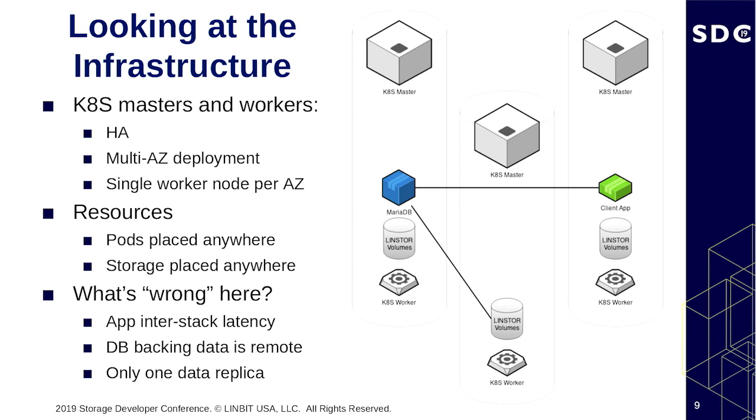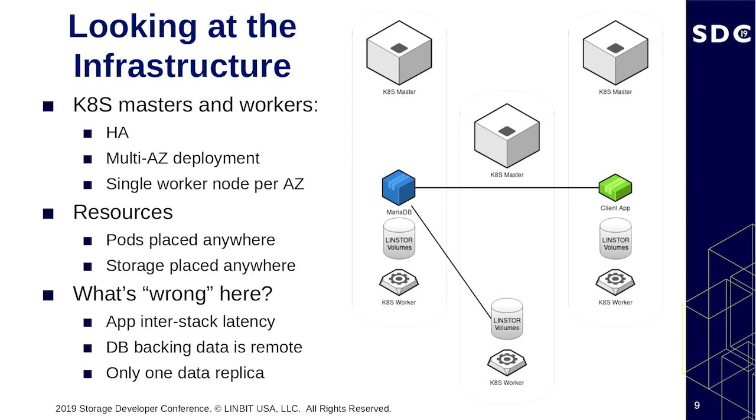So in this model, we have two pods that were placed. One is a database and one is a client application. The database has been placed non-locally to its data. The actual LINSTOR SDS is storing a volume on autoplace, and that volume happened to be placed on our middle node there. So this is not exactly optimal.